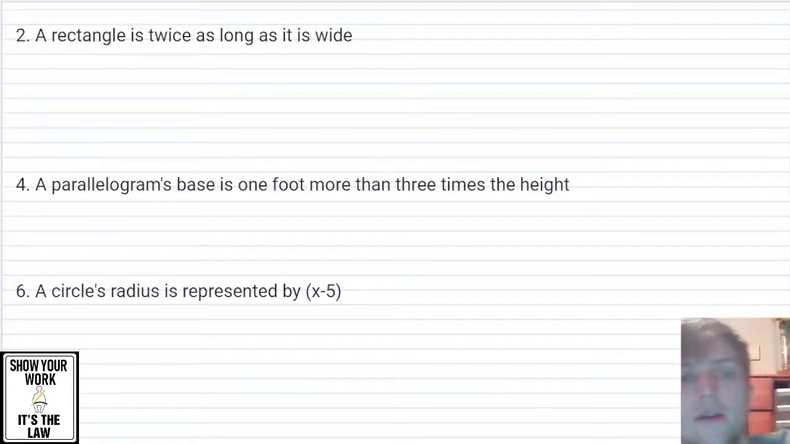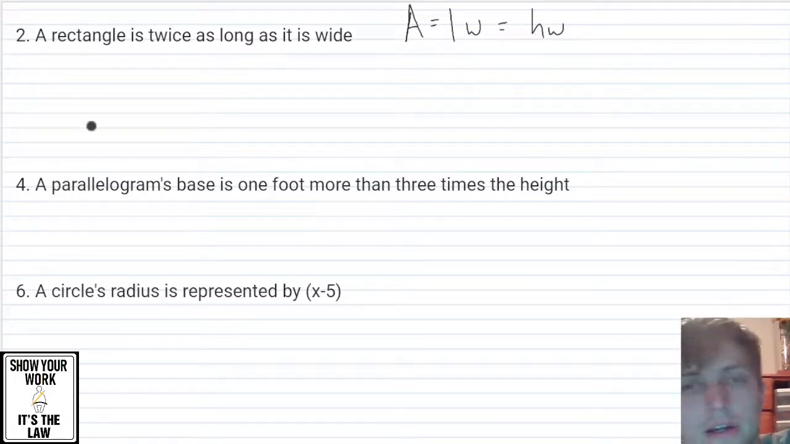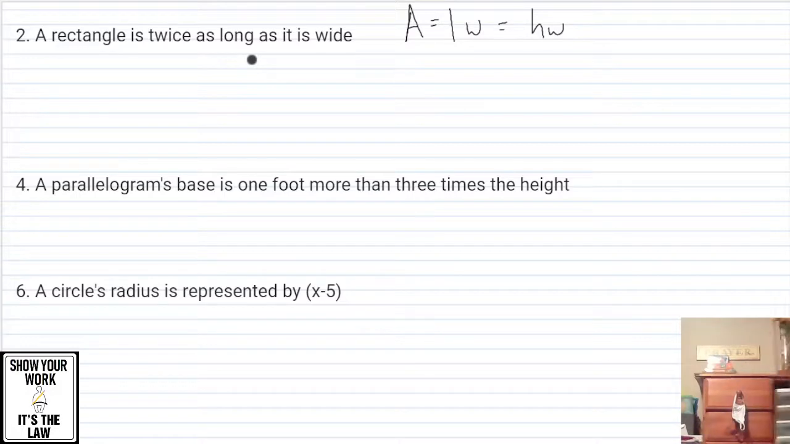A rectangle is twice as long as it is wide. So we know we're going to be working with the area of a rectangle. What is the area of a rectangle? Area of a rectangle is the length times the width. Or you can say the height times the width, whatever you want to call it. We'll use height times width, that way we don't confuse that L for 1. So a rectangle is twice as long as it is wide.